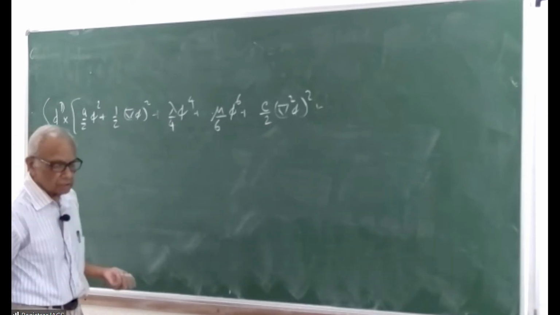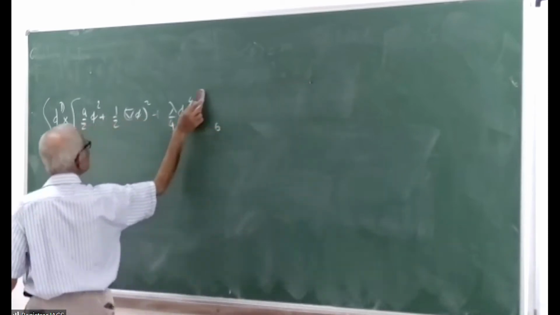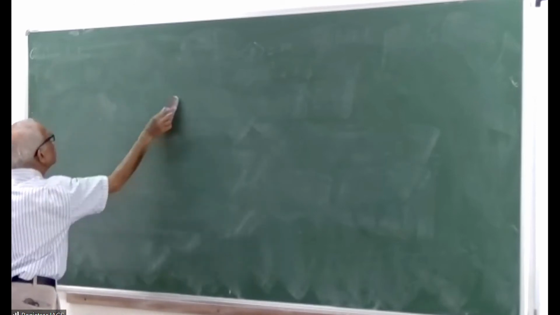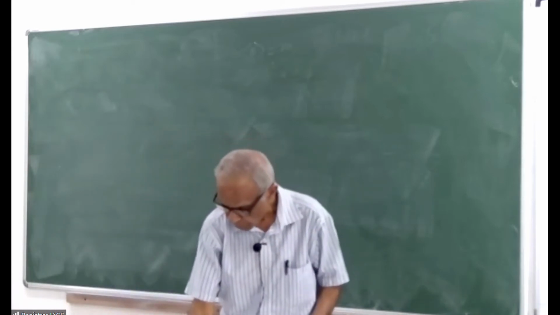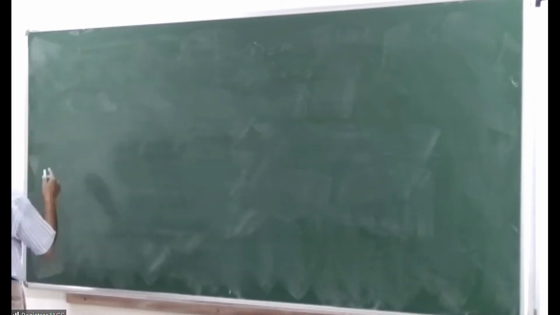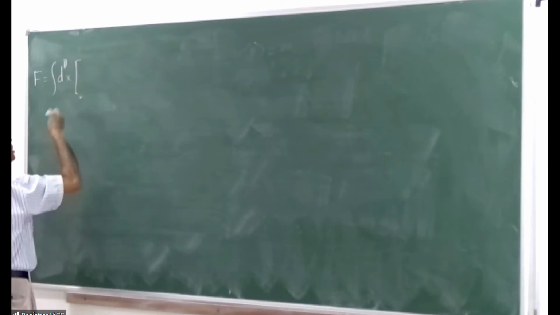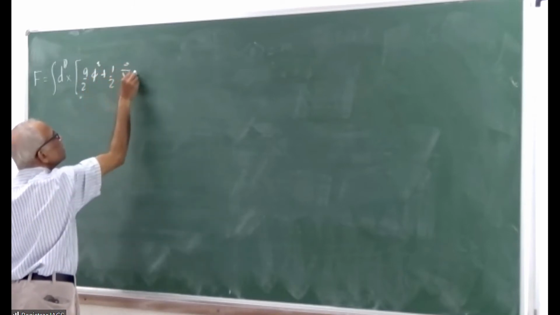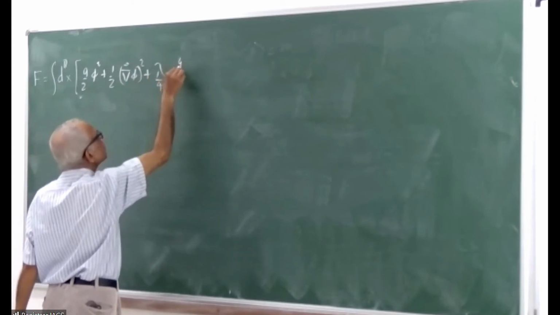So the next, all right, so this is settled. Now this essentially lays the ground for why Gaussian is an important model. So f is going to be integral d^dx, a over 2 phi squared plus half grad phi squared plus lambda over 4 phi to the power 4.